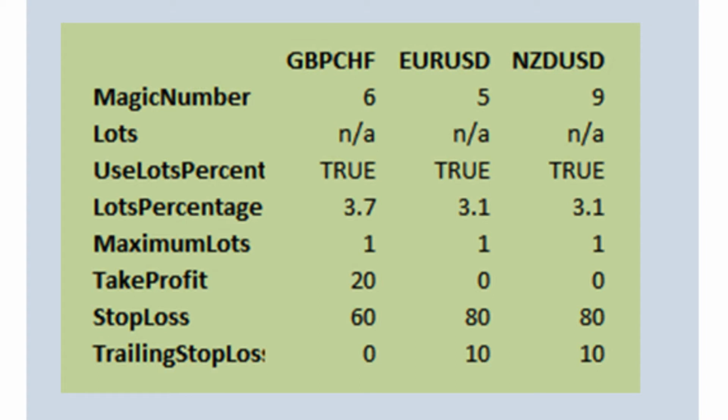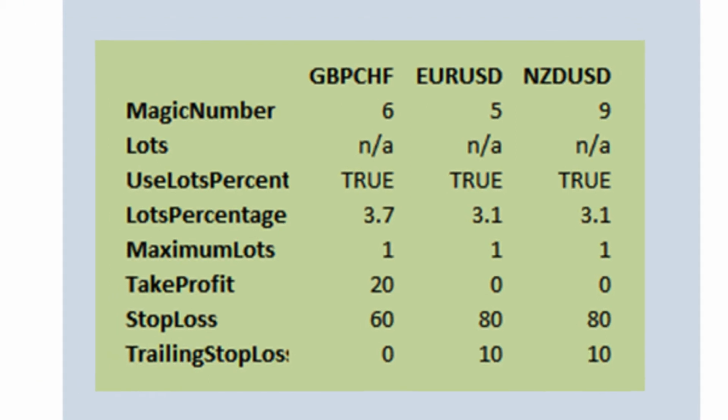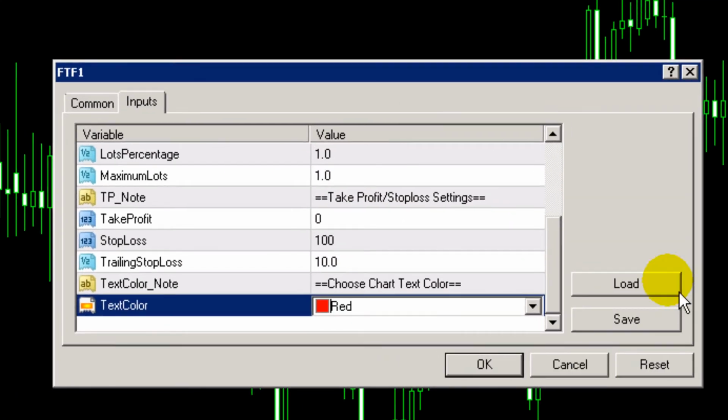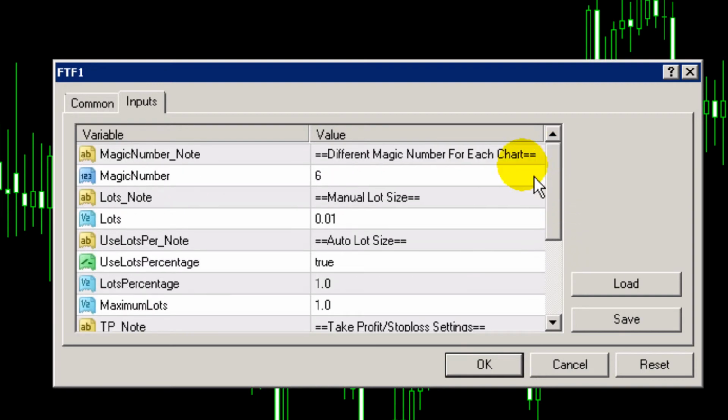Here's an example. This is a 3-pair strategy: pound Swiss franc, euro dollar, New Zealand dollar, US dollar. So let's just set up this account with these variables. So already we're halfway through the pound Swiss franc. Let's just go back to the top.